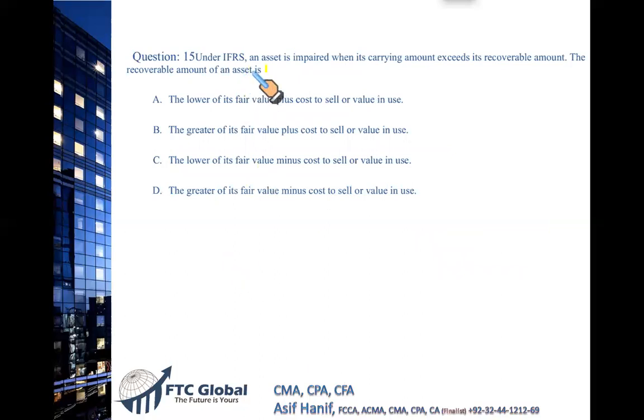Under IFRS, an asset is impaired when its carrying amount exceeds its recoverable amount. Now, what is recoverable amount? Greater of its fair value plus cost to sell, minus value in use. There is no such word as lower. Greater of fair value plus cost to sell. This is what makes this statement wrong. There is fair value and cost to sell, but it's fair value minus cost to sell.